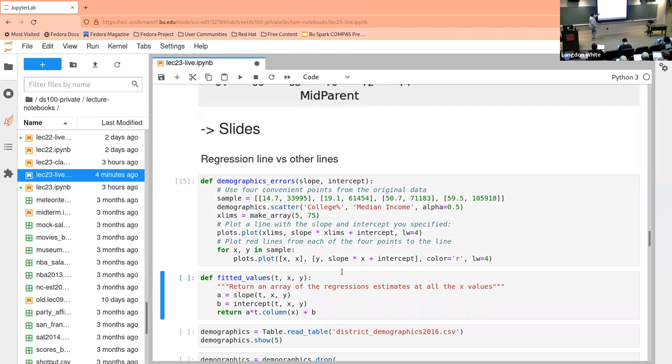Let me point out a couple of things. For this sample here, I just picked random points to be able to show this spot and this spot in the data in the graphs that I'll show in a minute. Then it's going to print a scatter plot of this college percentage versus median income. And then it's going to make this x limbs array, which plots a line with the slope and the intercept we chose. Then it's going to plot a red line from that slope up to these dots. It'll make more sense once I display one, but I wanted to explain it a little bit first.